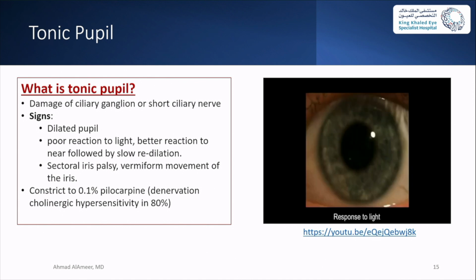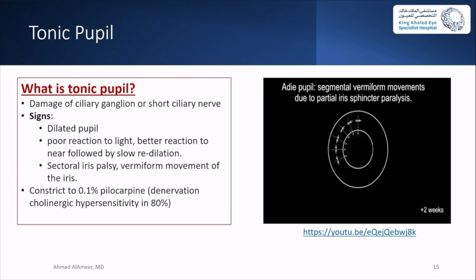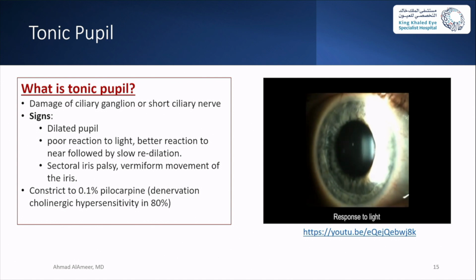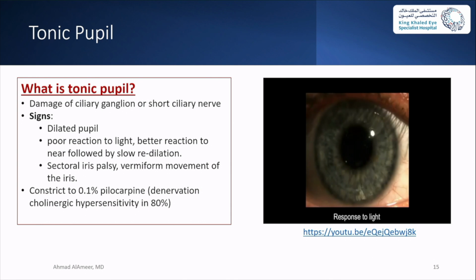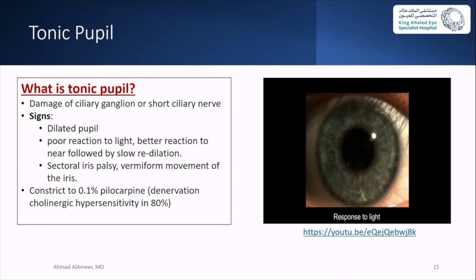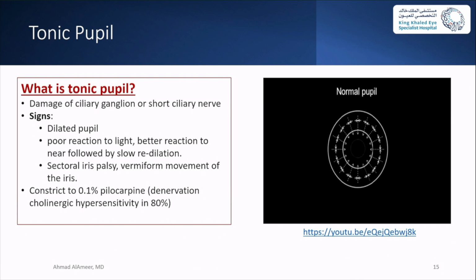Normally, when you shine the light to the pupil, it constricts in one piece. Okay? With tonic pupil, you'll have segmental vermiform movement. This part is constricted, this one is fixed. The light is fixed, mid-dilated. But when they see a near object, the pupil constricts. And this is light-near dissociation.